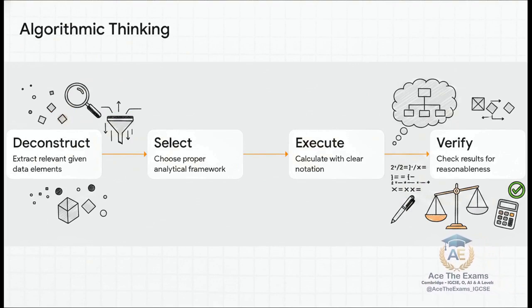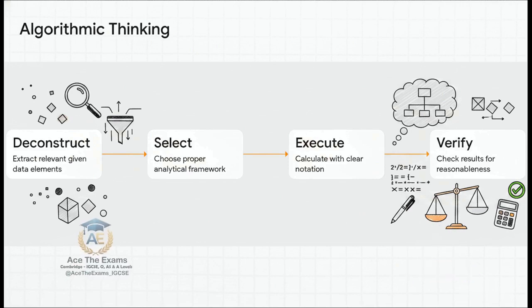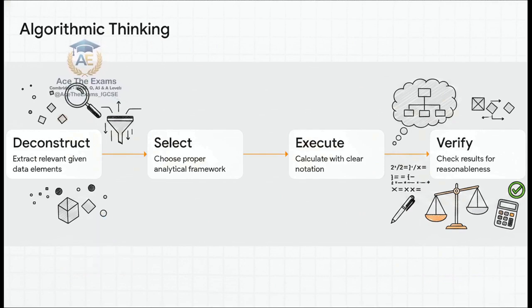Step 1. Deconstruct the question and extract the relevant data. You need to actively identify the key given elements like width, height, and color depth. Pull them out of the paragraph. Step 2. Select your analytical framework and the appropriate data structures. Step 3. Execute the analysis with crystal clear notation and correct terminology. Don't just hastily scribble a final number at the bottom of the page. Show the step-by-step decomposition of your thought process. And Step 4. Verify your results. Check for reasonableness. Does the final file size actually make sense for a single image? If you follow these 4 steps, you are actively demonstrating the exact algorithmic thinking that examiners are hunting for.